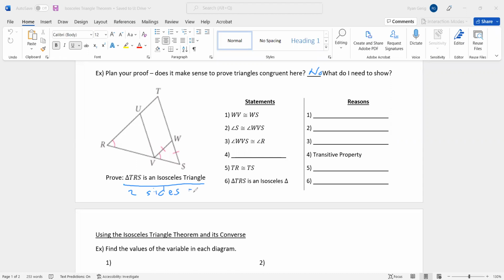So I'm getting a game plan. I want to show two sides are congruent. How am I going to do that? Let's jump in with what we're given. I'm given that WV is congruent to WS. That's given, it's in the picture. Angle S, I'm going to mark this with a different color. Angle S is congruent to angle WVS. So that's already marked there. How do I know that those are congruent? That's the isosceles triangle theorem.